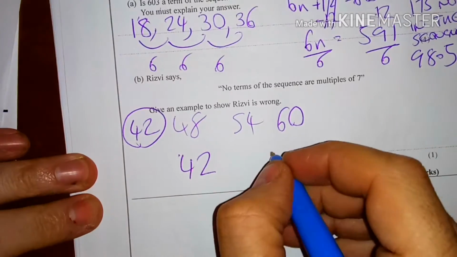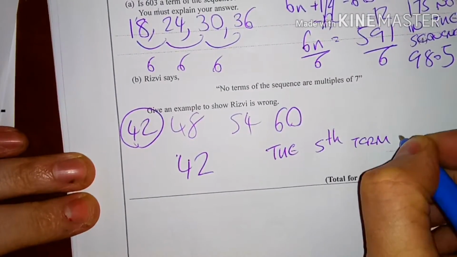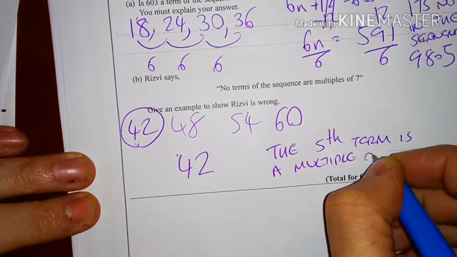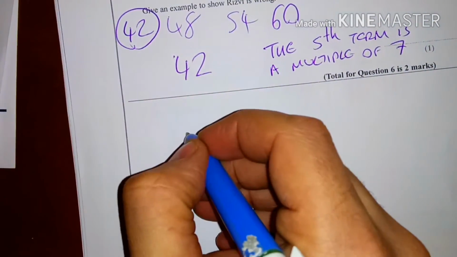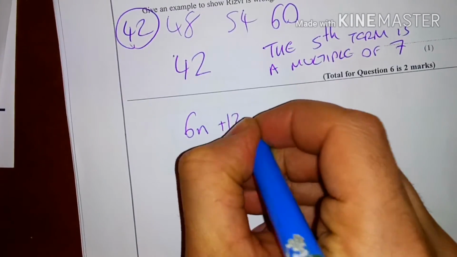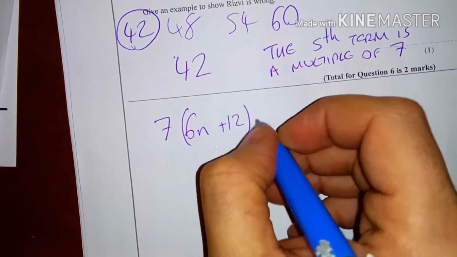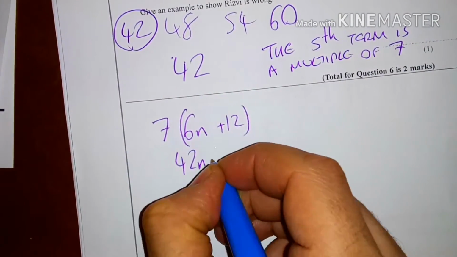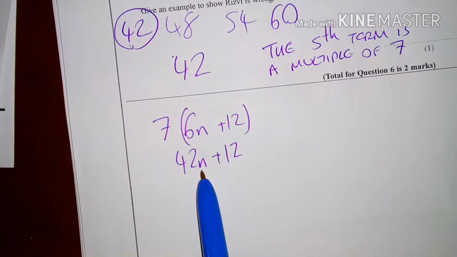If you wanted to show off, you can say the 5th term is a multiple of 7. Now, if you really wanted to be smart, what we could do is write a sequence, which is 6n plus 12. Now, if it's a multiple of 7, I could just times it by 7. Okay. Let's expand this. 7 times 6 is 42. Plus 12. Now, any value of n I put in will give me a term that's in the sequence that is also a multiple of 7.